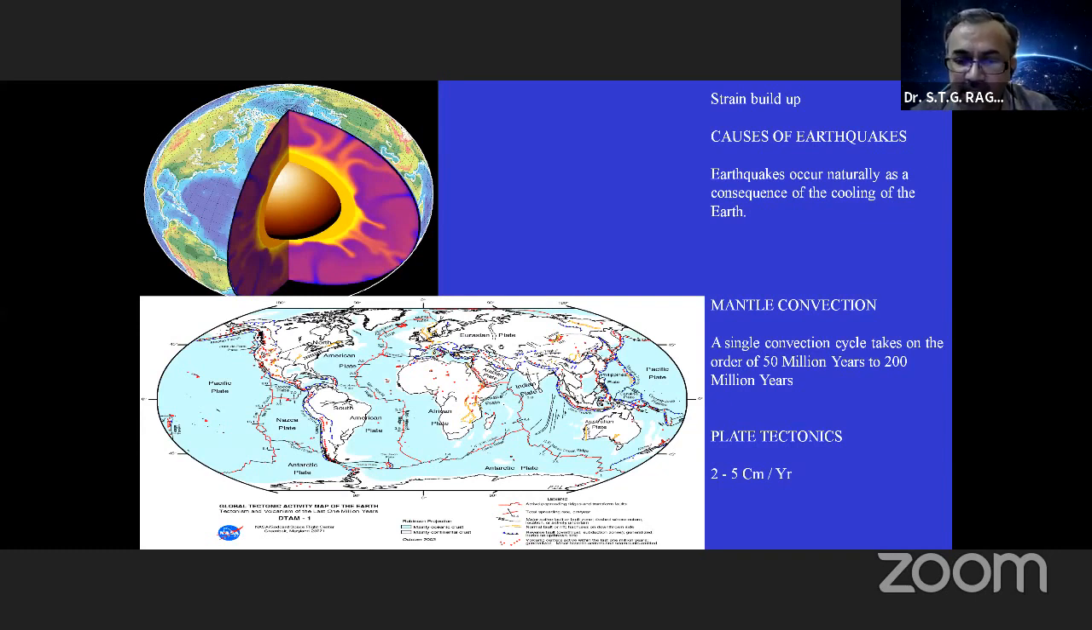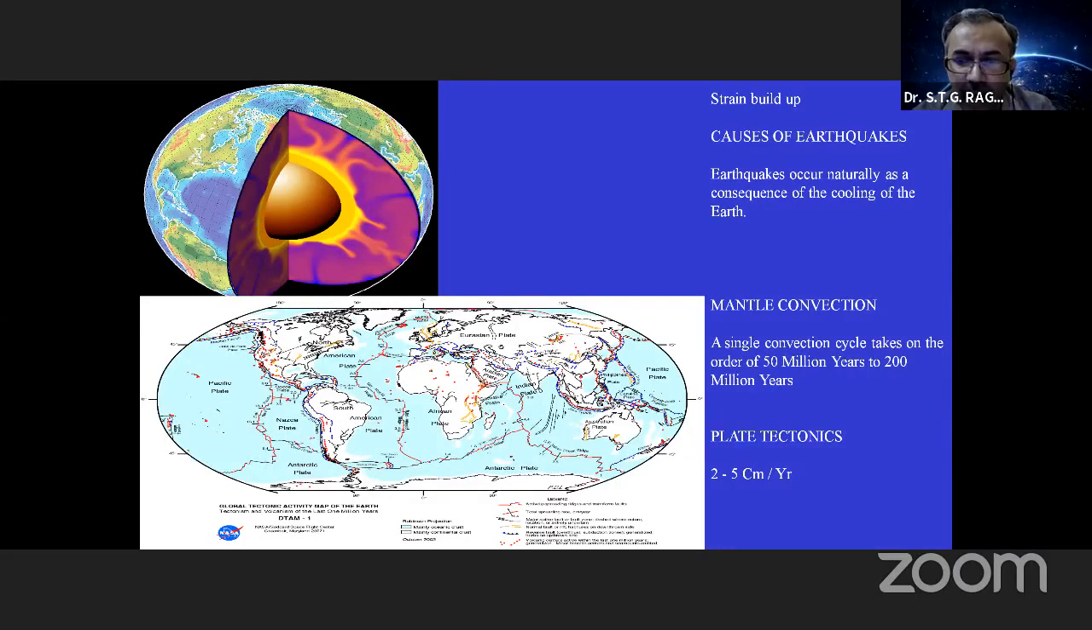Now here, if you see this whole process of earthquake generation, there are so many spatial and time scales involved in these calculations. For example, the mantle convection, like in hot water when you boil something. This mantle convection arises from the core and comes to the surface because of the temperature difference. One cycle of mantle convection has a time period of around 50 million years to 200 million years. Just imagine one cycle takes 50 million years, and this is what is driving the plates.